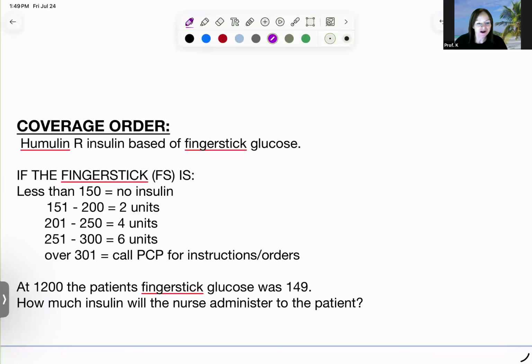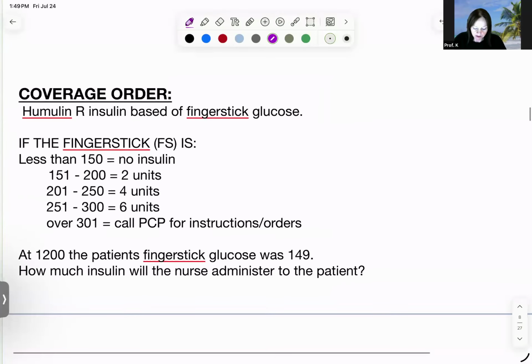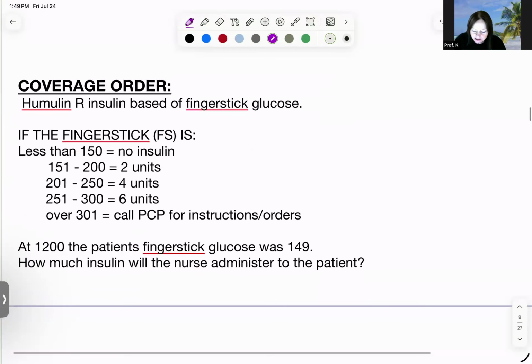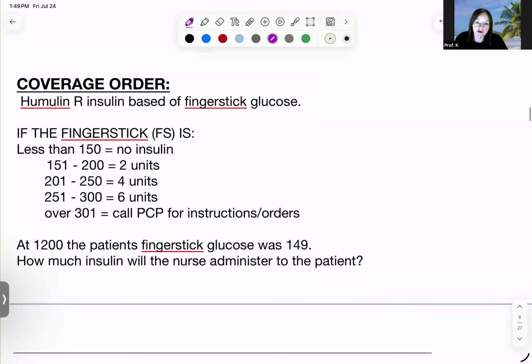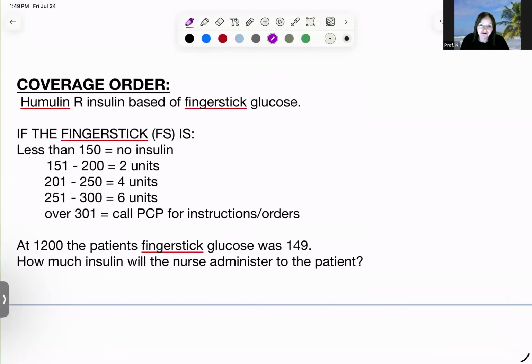Sometimes they order coverage orders with standing orders. So this would be an example of a coverage order. What does it mean, coverage order? It means I have to do something and cover it with insulin. And that something I do is check their finger stick. So give Humulin R based on the finger stick.